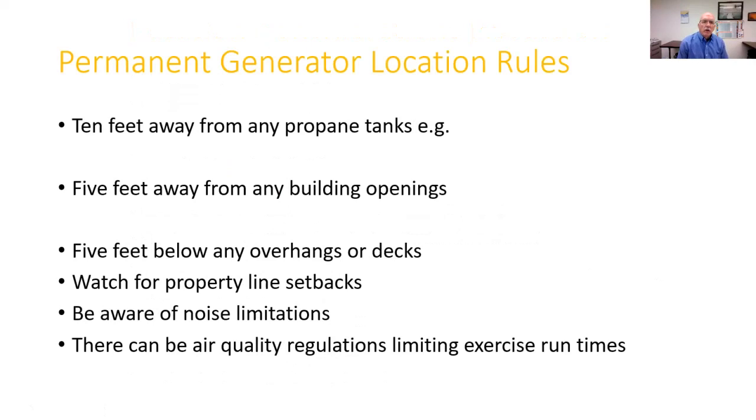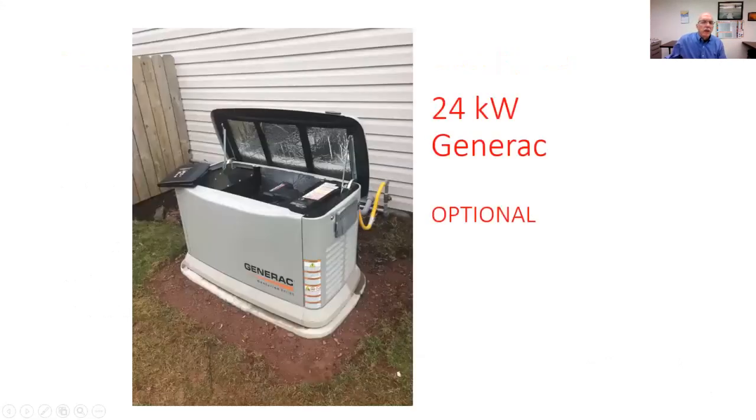Generator location rules. The generator itself has to be 10 feet away from any propane tanks, for example. The generator has to be 5 feet away from any building openings, and that is any part of that generator has to be at least 5 feet away from any building openings. You need to be 5 feet below any overhangs or decks. You have to watch again, like I said, for the property line setbacks. You've got to be aware of the noise limitations, and there can be air quality regulations limiting these exercise times. So here's a 24 kW Generac.